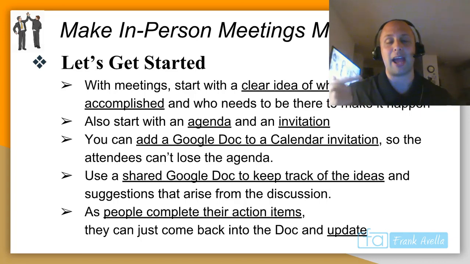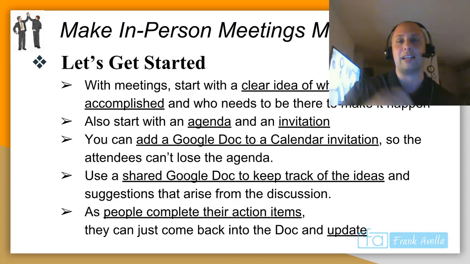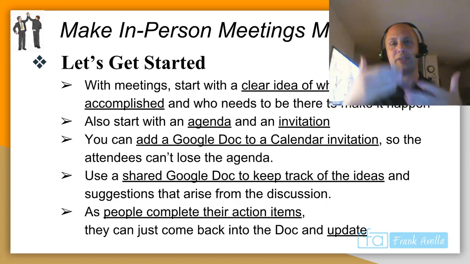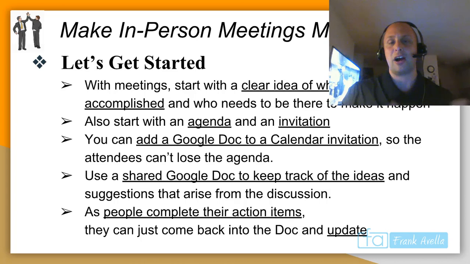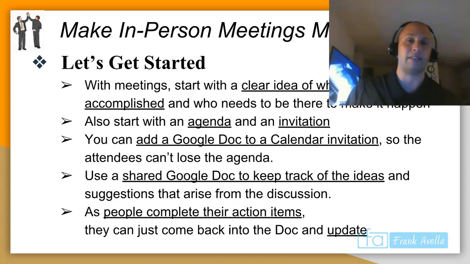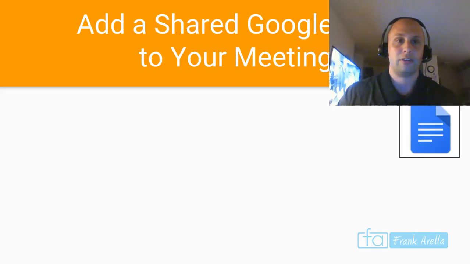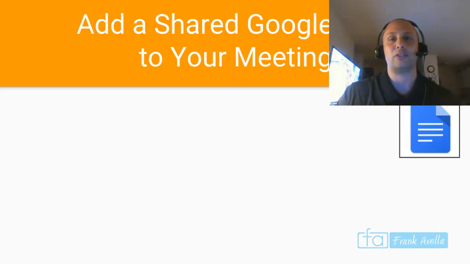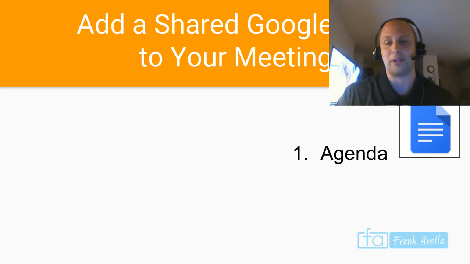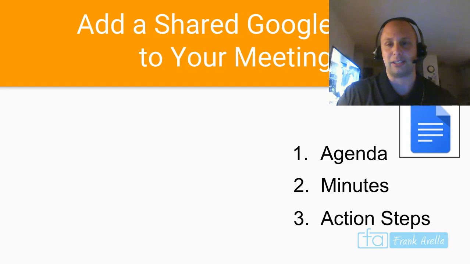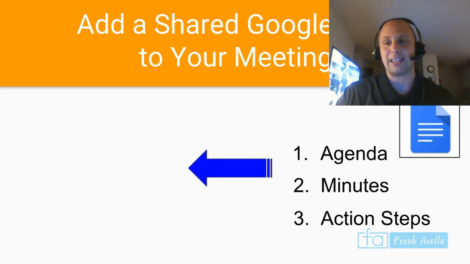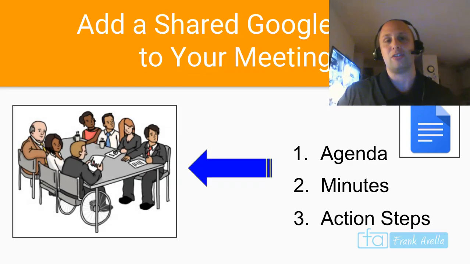As people complete their action items, they can just come back to the doc and update it and things like that, right? So if you have a list of action items on a shared Google Doc, when the person finishes it, they can write, oh, I did this, that, and so forth. Okay, add a shared Google Doc to your meeting. So it starts with the document, have an agenda, minutes, and action steps, right? You're going to take that Google Doc and you're going to send it out to everybody who's a part of the meeting.